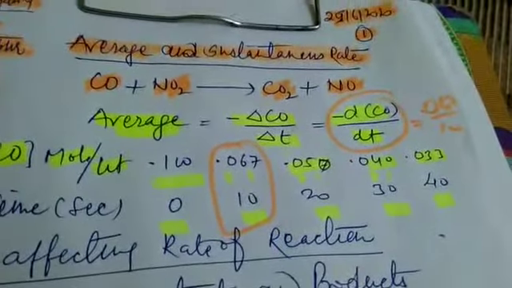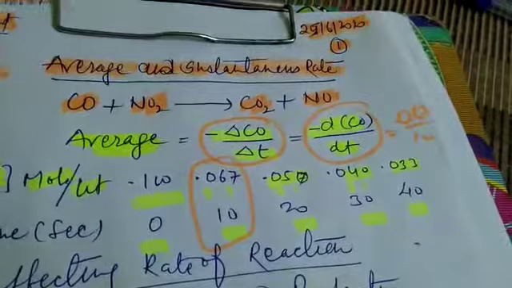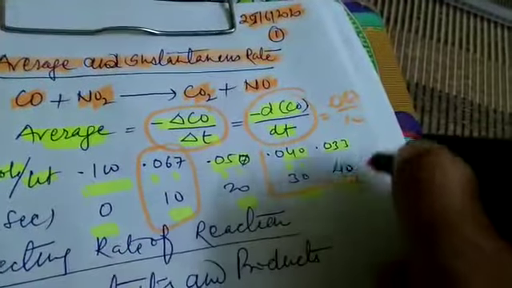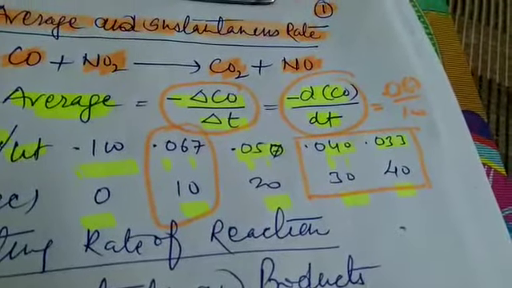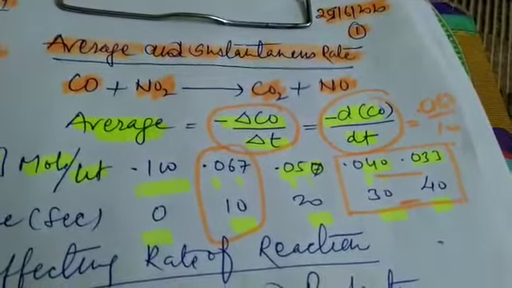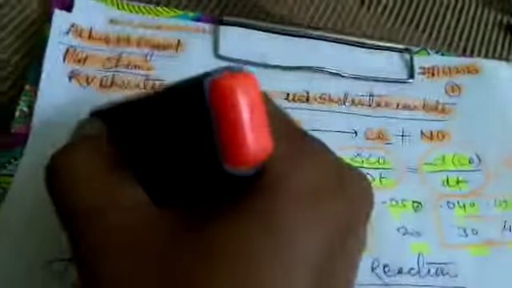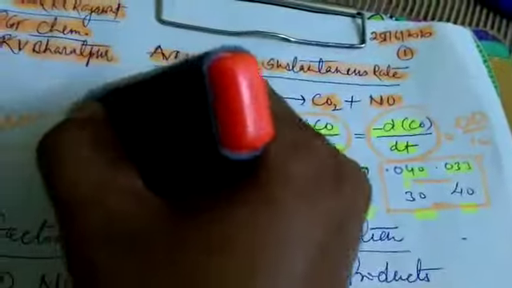But if you want to calculate average rate of reaction, then you have to take concentration at 2 times and you have to take the difference also. So the average rate will be 0.040 minus 0.033 upon 40 minus 30. This is called average rate and this is called instantaneous rate. By this way you can understand.